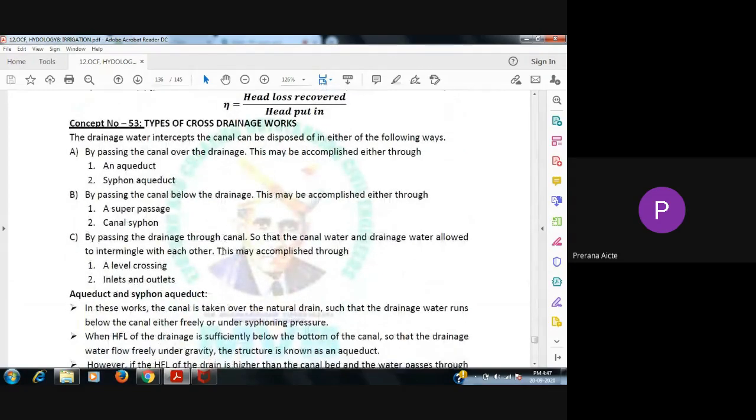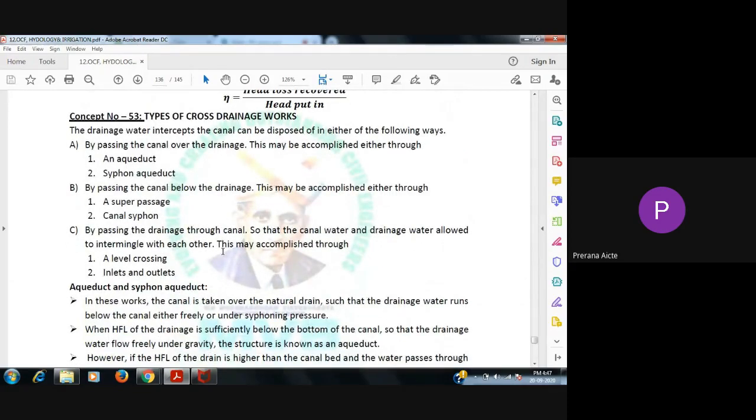So this is also very, very important. Types of cross drainage works, CD works. Canal regulation works, CR works, cross drainage CD works. The drainage water that intercepts the canal can be disposed of in either of the following ways. Already we told one canal and drainage is passing. So by passing the canal over the drainage, right? Now here the canal is flowing over the drainage. This may be accomplished either through aqueduct or siphon aqueduct.